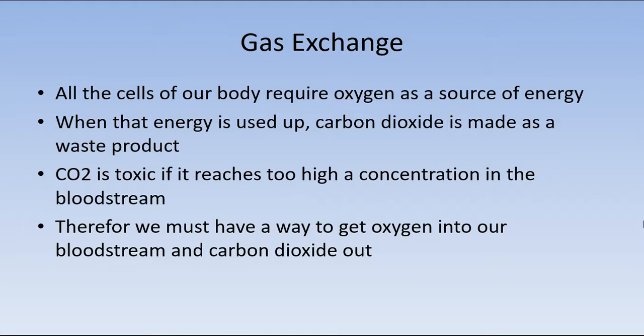Now that we know all of our essential structures, we can look at the details of gas exchange. So all the cells of our body require oxygen as their fuel for energy, but when this fuel is used up, what we're left with is carbon dioxide, a waste product. The problem with this is that carbon dioxide, CO2, is toxic when it builds up to high concentrations, so we need to be able to get it out of our system. But we also need to make sure we have a constant supply of oxygen.